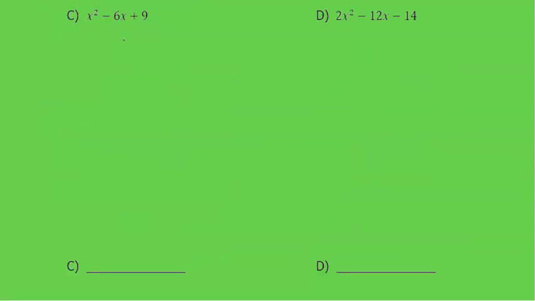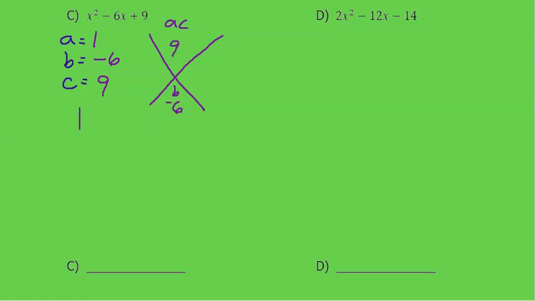C, x squared minus 6x plus 9. Identify A, B, and C. A is 1. There's only one x squared here. If there's nothing there, assume there's one of those items. B is -6, and C is 9. Draw your x. AC is 9. B is -6. Write out your factors of 9.